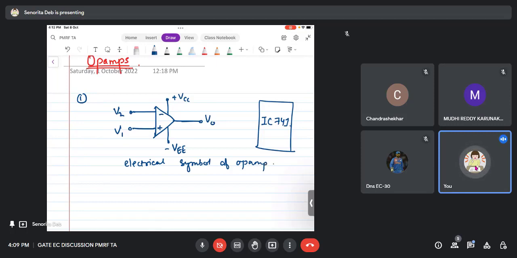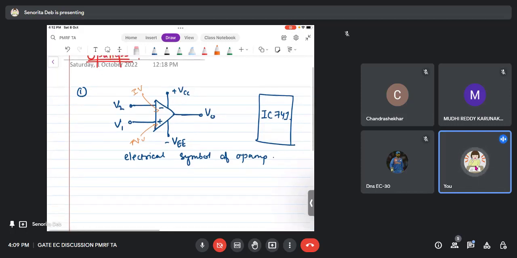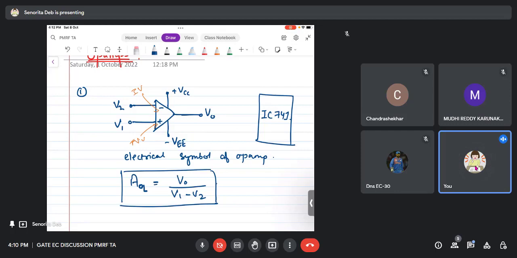This negative is the inverting terminal, and this is the non-inverting terminal. And when can the virtual ground concept be applied? First let me write the open loop gain. This op-amp has a gain given by Vout / (V1 - V2). This is called the open loop gain, which is infinity for an ideal op-amp and a very high but finite value for a non-ideal op-amp.